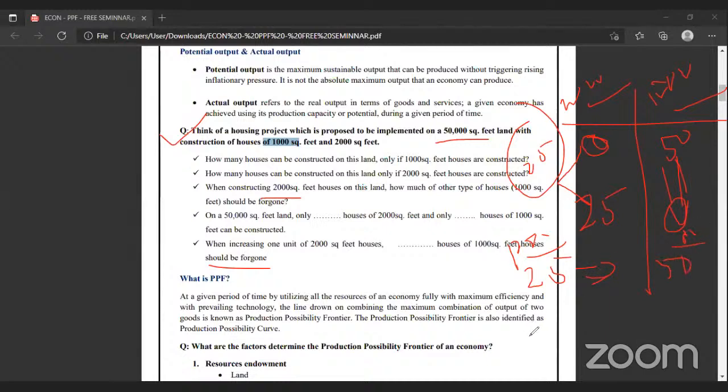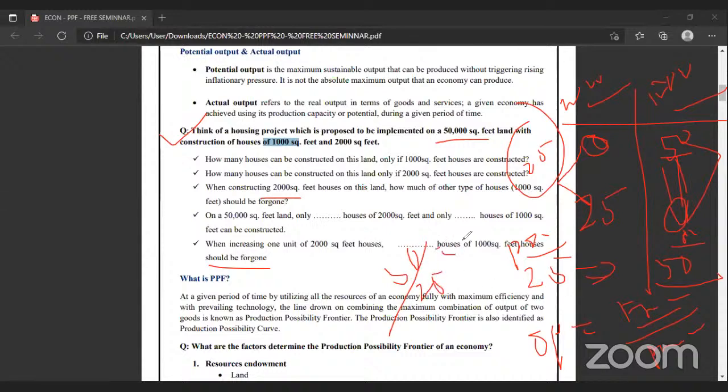If you are going to calculate the opportunity cost, the formula is foregone amount divided by produced amount. Remember that: foregone amount divided by produced. The formula is given in the tutor. Then foregone is how much? We forego 50. The 50 we could have produced, but we made it 0. Why did we make it 0? Because we are not going to produce any 1,000 square feet houses, because we are going to produce 2,000 square feet houses. So foregone is 50, and produced is 25.